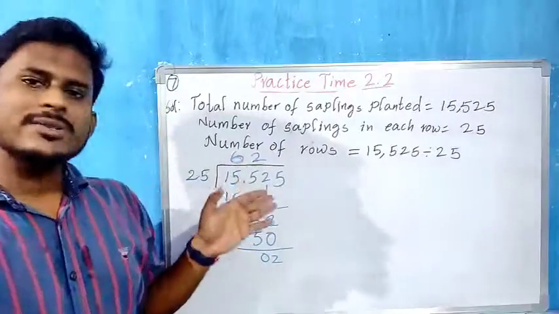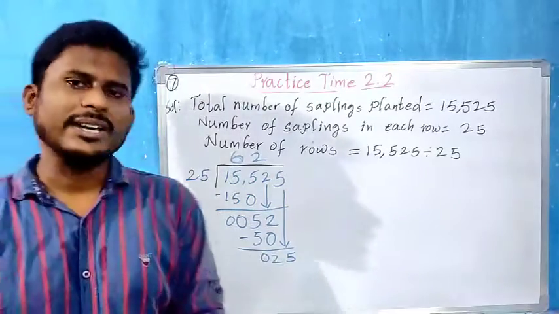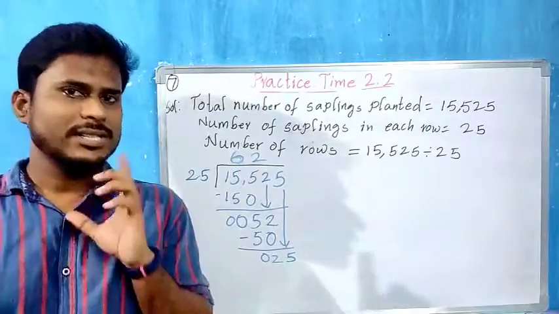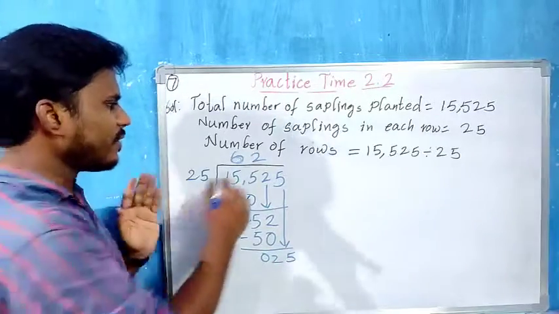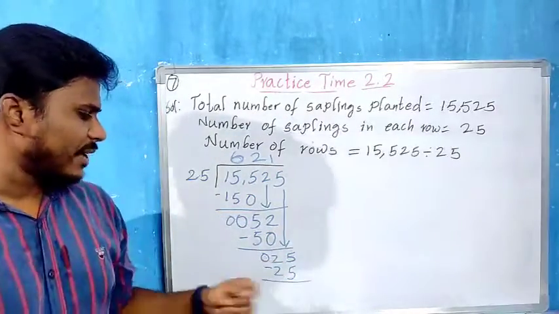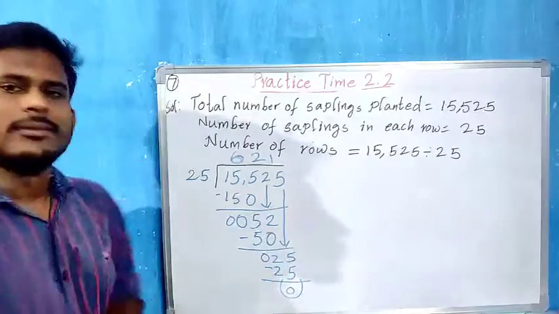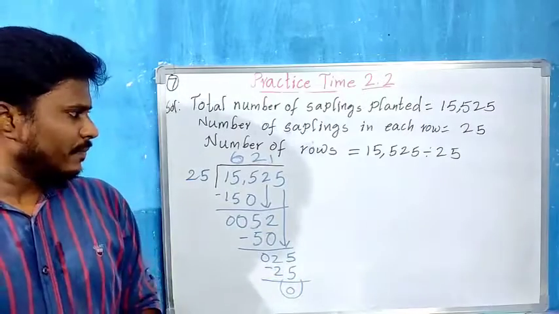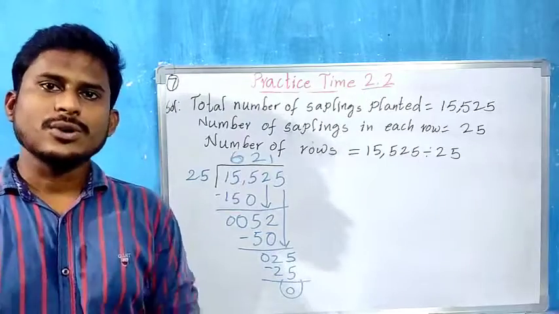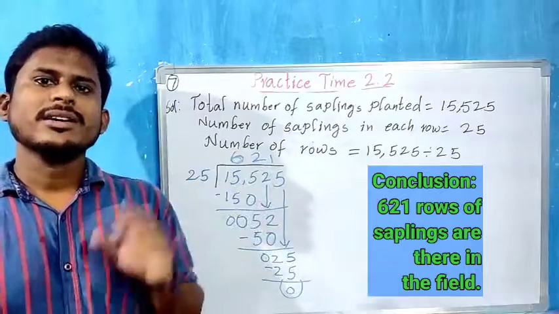Okay children. Now lastly we have to bring down the 5. 25 is here. Now see, children, here 25. Directly, 25 ones are 25. Now if you observe here, 5 minus 5 is 0, 2 minus 2 is 0. So what is our remainder, children? 0 is our remainder, and our answer is this, children, 621. So what will be our number of rows, children? 621 rows are there in the field.